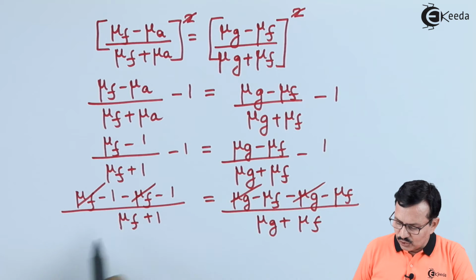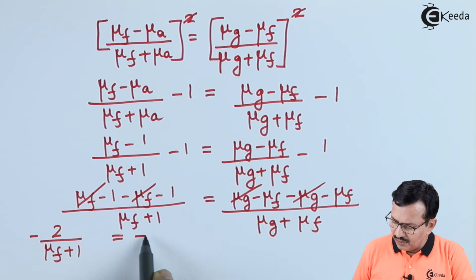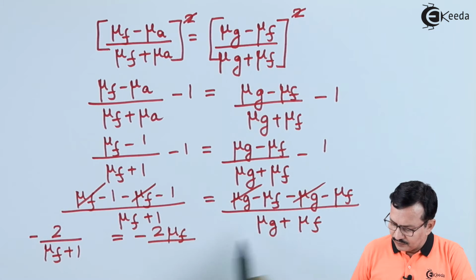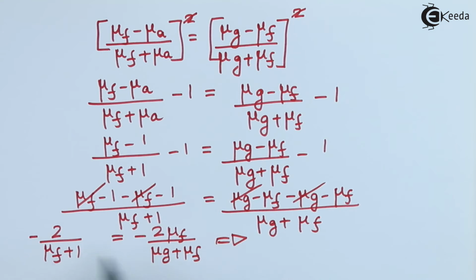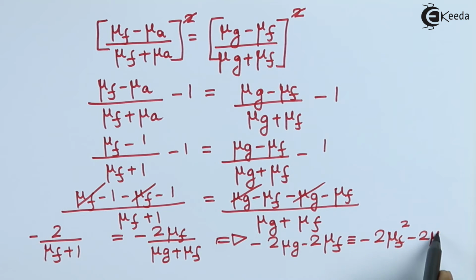And hence, it's going to be equal to minus 2 upon mu f plus 1 is equal to minus 2 mu f upon mu g plus mu f, which I simplify still further, to give you minus 2 mu g minus 2 mu f is equal to minus 2 mu f square and minus 2 mu f.